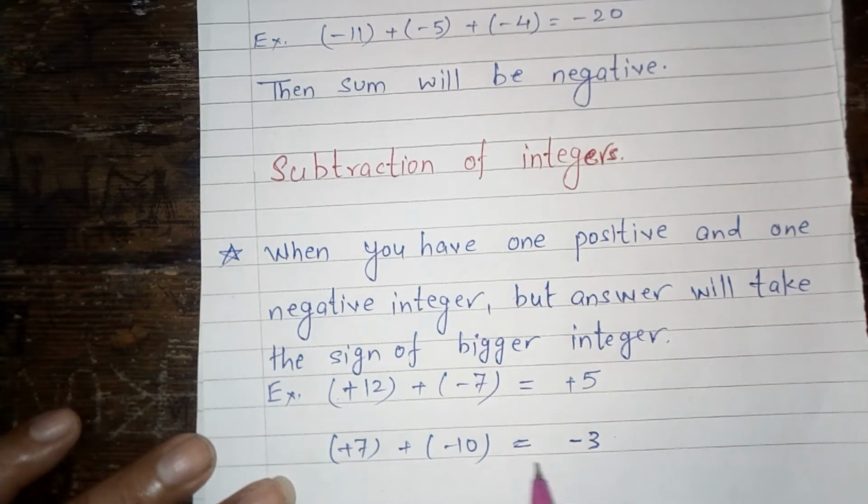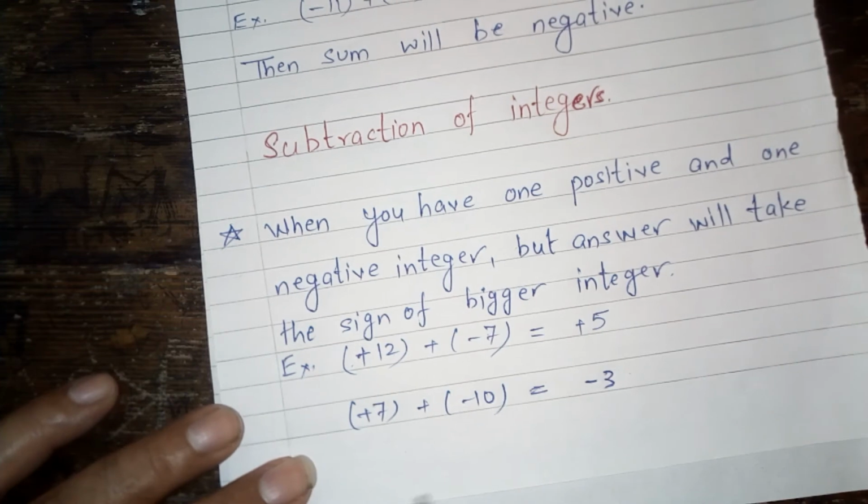Okay, but in these two integers, which integer is bigger? 10 is the bigger integer and 10 is a negative integer, so your answer will be negative.